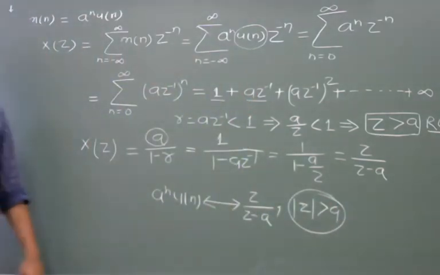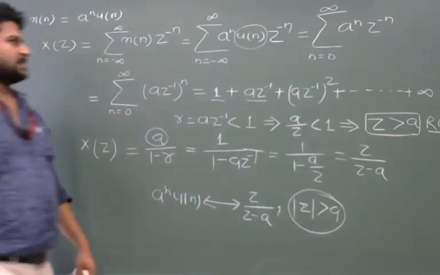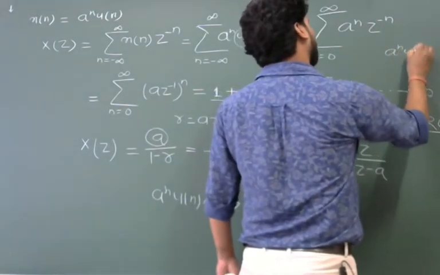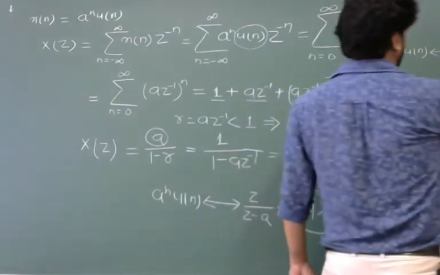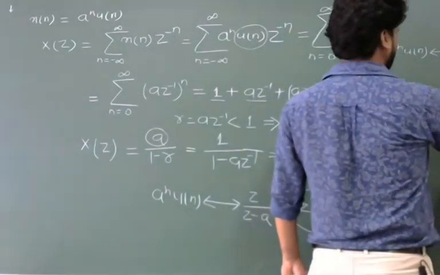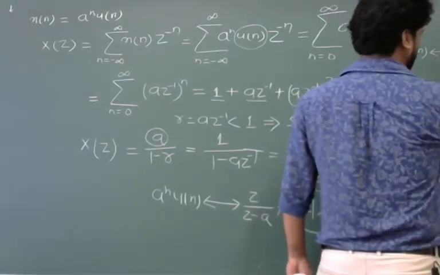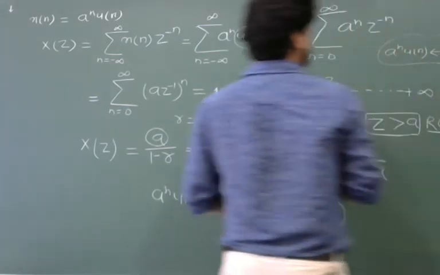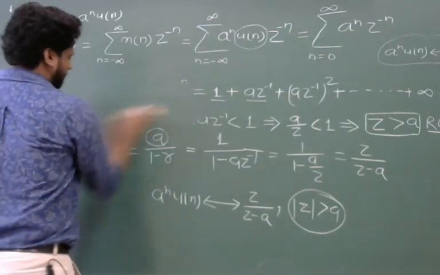This is how we can find the z transform of this given sequence a power n u of n. So remember this result. This is an important result, that the z transform of a power n into u of n will be z upon z minus a, with mod of z greater than mod of a. Now consider another similar example.